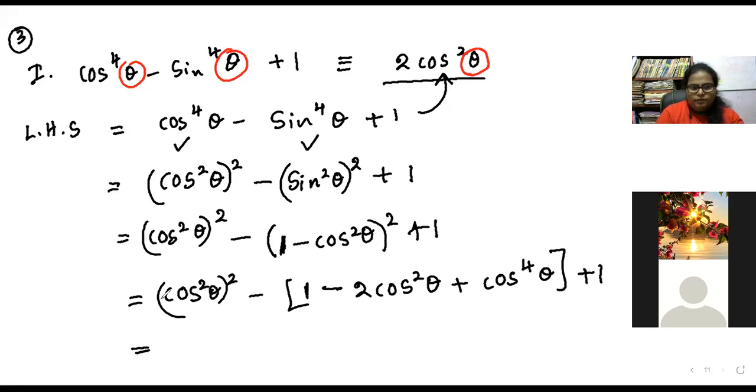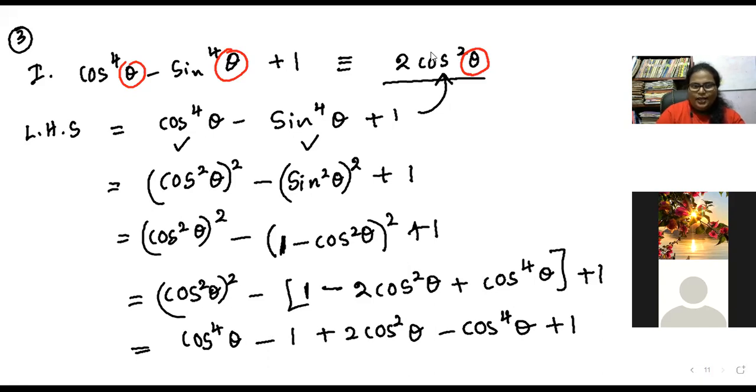Then you can simplify this step like this, cos 4 theta. Here you have to remove brackets, minus 1 plus 2 cos square theta minus cos 4 theta plus 1. So you can see this term is also cancelled, because plus cos to the power 4 theta and minus cos to the power 4 theta are cancelled out as well. This minus 1 and plus 1 are cancelled out. So our answer comes like 2 cos square theta. So it is the same as the right hand side, RHS.